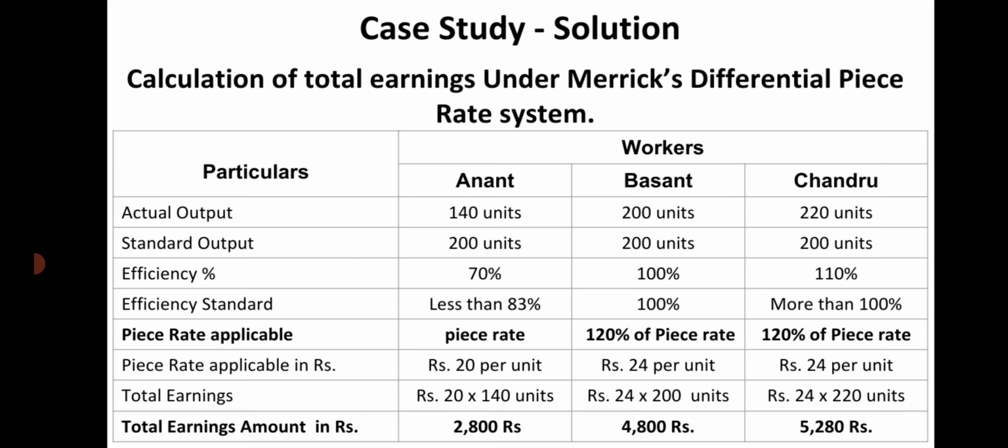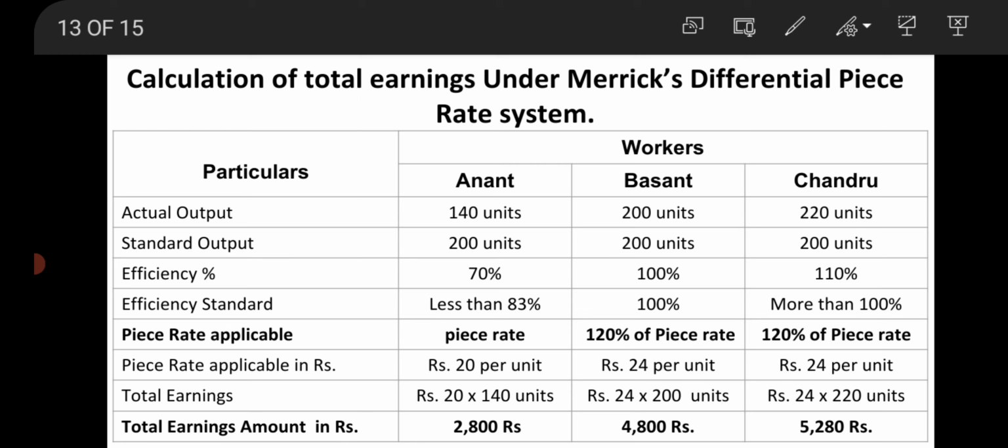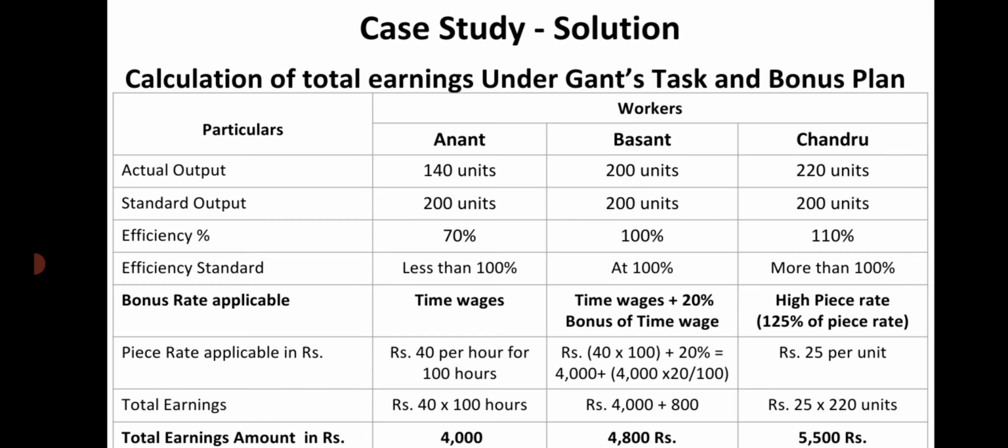So for Anand it is 20 per unit, for Basant 24 per unit, for Chandru 24 per unit. 20 into 140 for Anand is 2,800. 24 into 200 for Basant is 4,800. 24 into 220 for Chandru is 5,280 rupees. That is as per Merrick's differential piece rate system. Last one, as per Gantt's task and bonus plan.